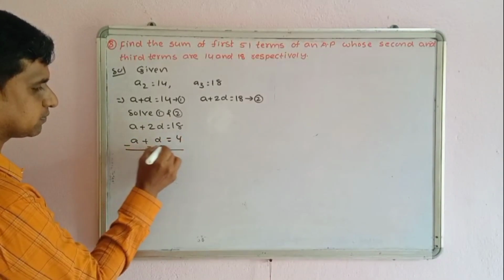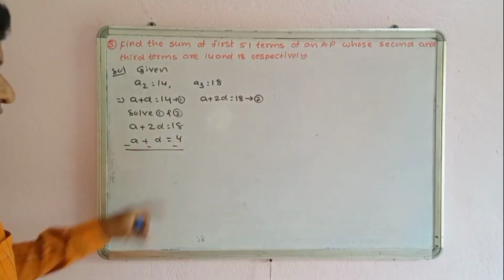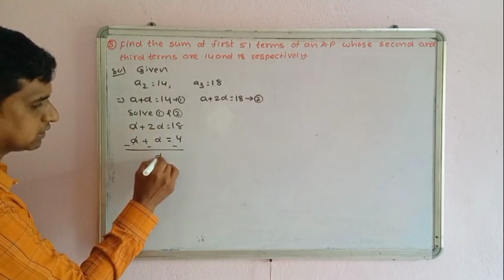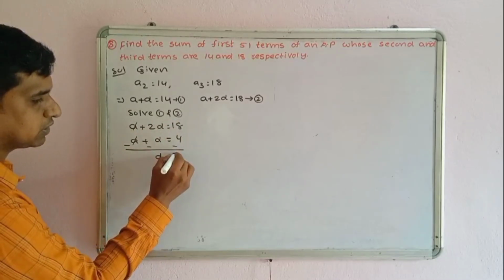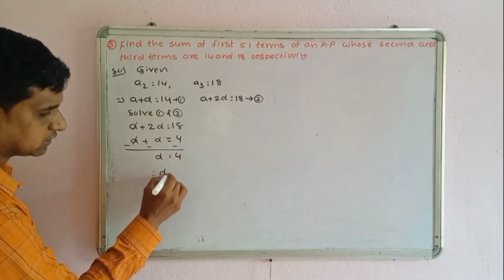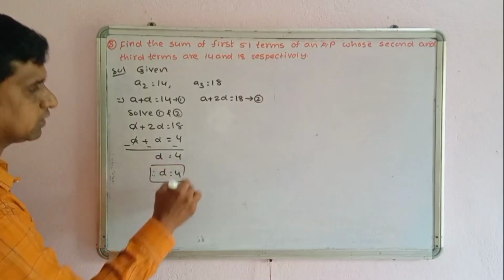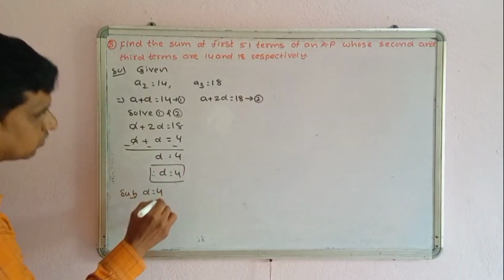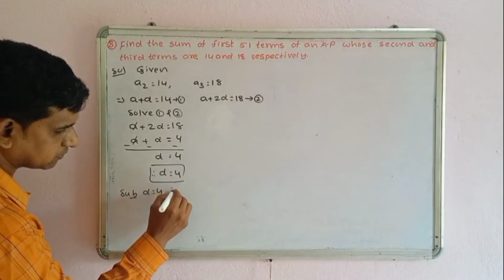So do subtraction. So then signs are changed. So positive and negative cancel. 2D minus D is D. 18 minus 14 is 4. Therefore the value of D is 4. Okay. Substitute D equals 4 in 1 or 2, your wish.